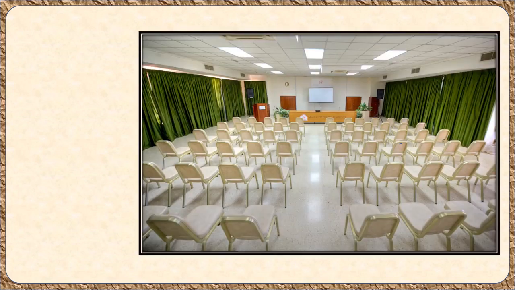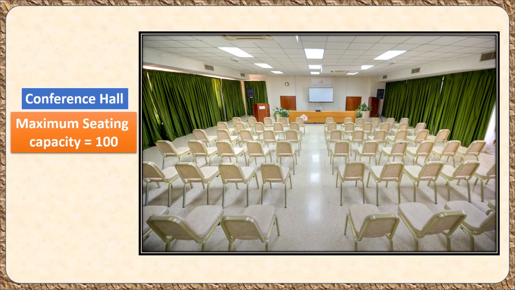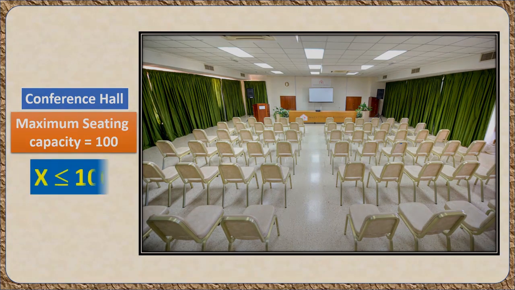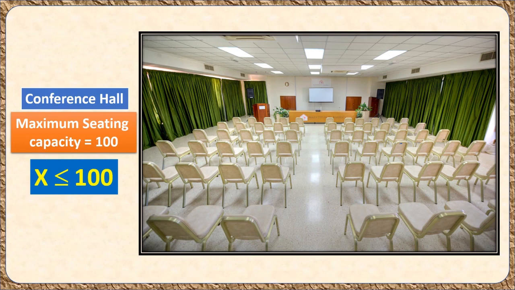I will explain a real-life example for the inequality. A person wants to conduct a conference for college students. He booked a hall with a seating capacity of 100 students. If the maximum capacity is 100, then we can occupy even 50 students, even 30 students, or 75, 80, or 90 students. But the number must be less than or equal to 100. So this is the basic inequality. We write this inequality as x less than or equal to 100.